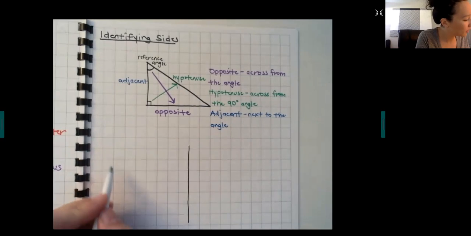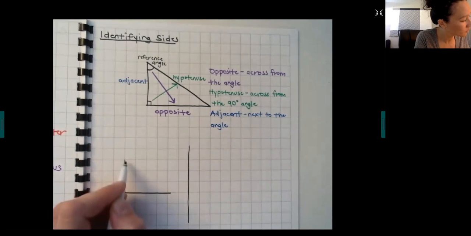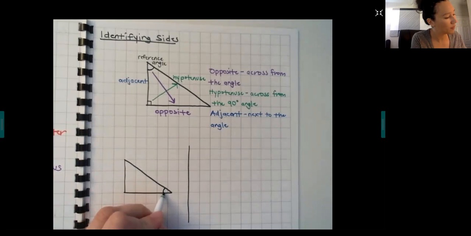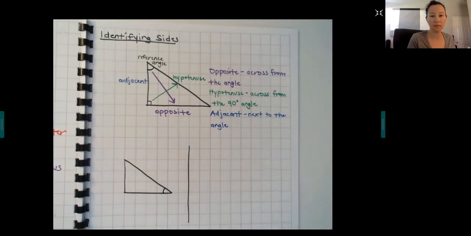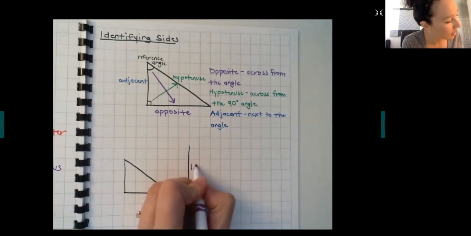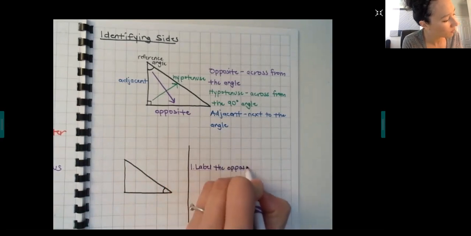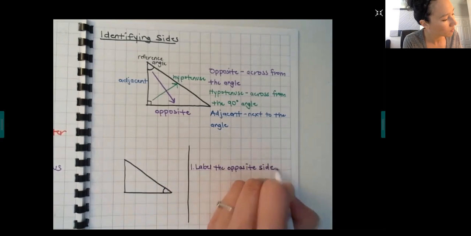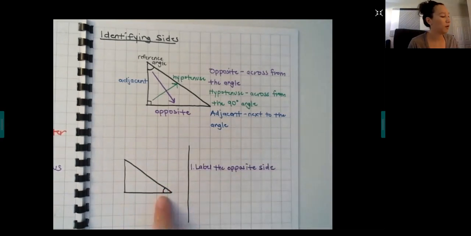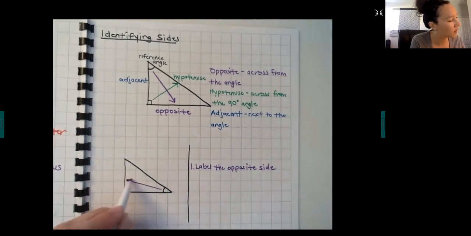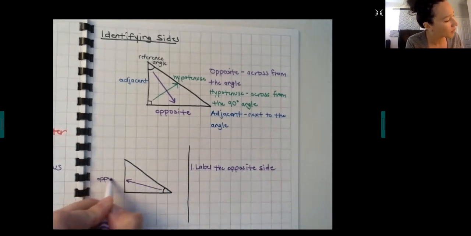Okay, so let's do another one. And this time our reference angle's right here. So first we want to label the opposite side. So from our reference angle, the opposite side is the one that's across from the angle. So across is this side. This is our opposite side.